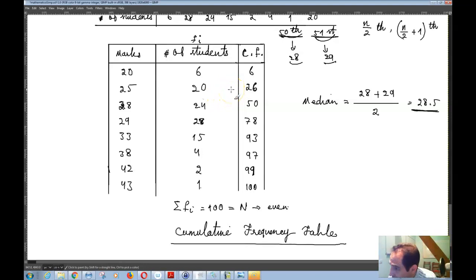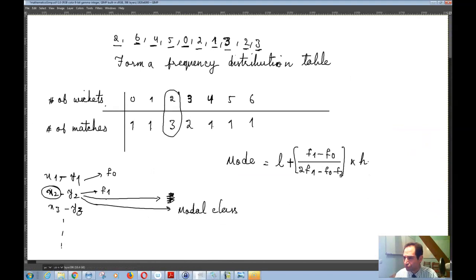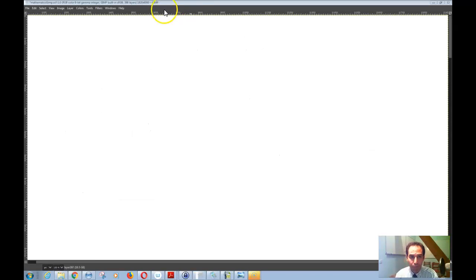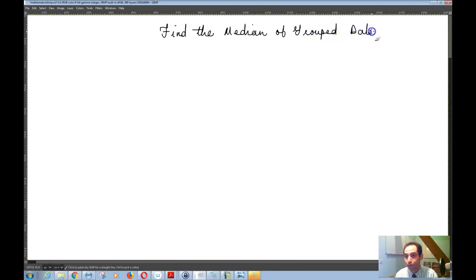And so now let's see how to obtain the median of grouped data through the following situation. So this was of course not grouped data, and we don't have those class intervals and all of that business over here. Now let's see how to find the median of grouped data. We have a situation over here. We'll go through this situation.